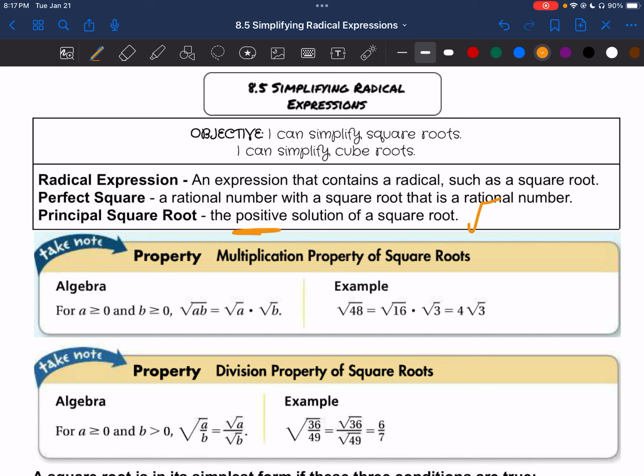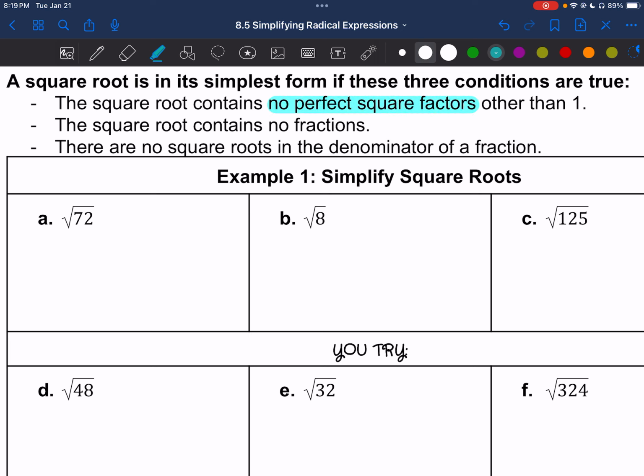So when is a square root in its simplest form? It's when these three conditions are true. The square root contains no perfect square factors, so all perfect squares have been removed from your radical, except for one, obviously. The square root contains no fractions. And there are no square roots in the denominator of the fraction. We do not want square roots in the denominator. That's a problem. We're not going to do it.